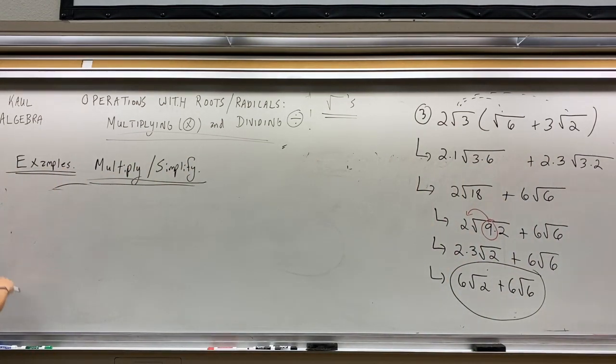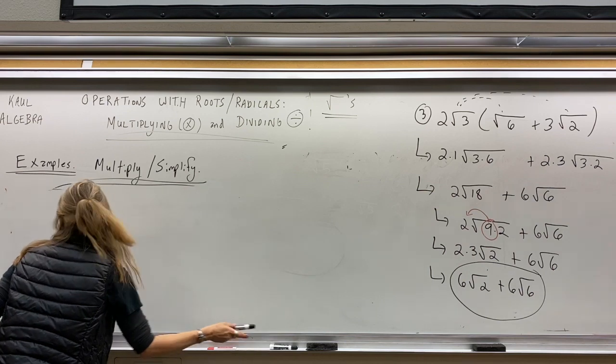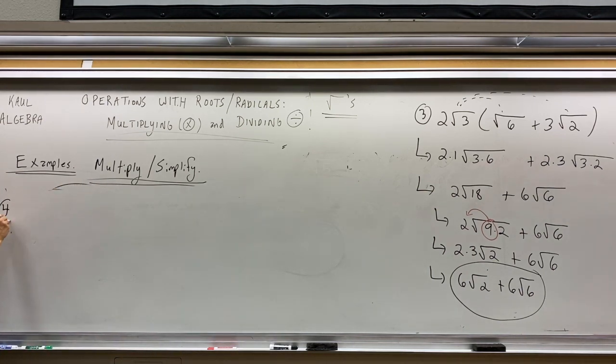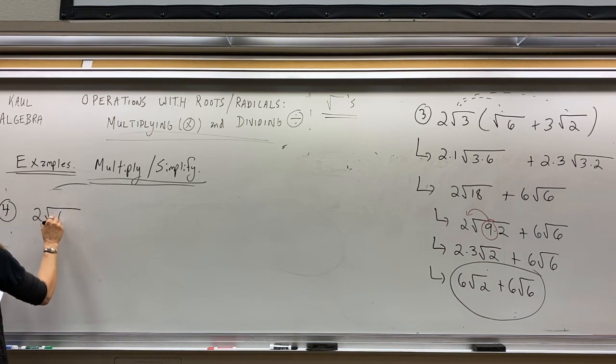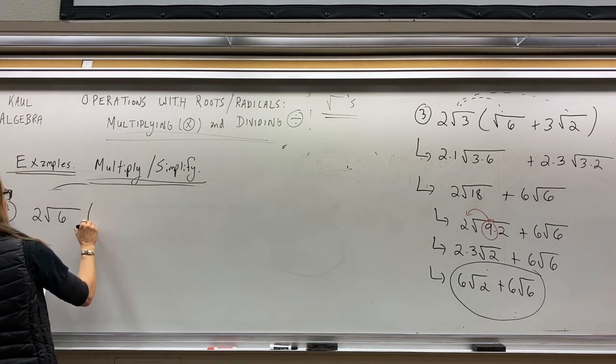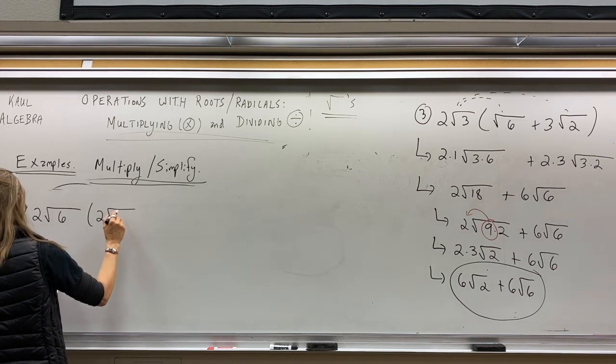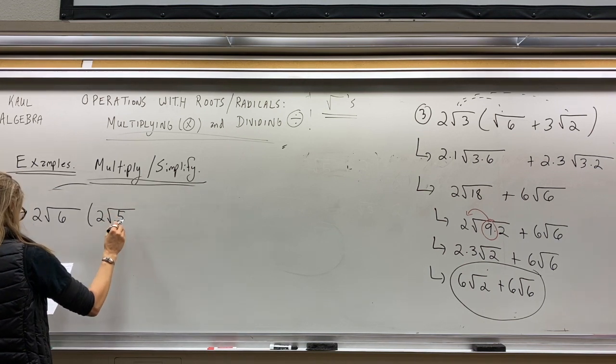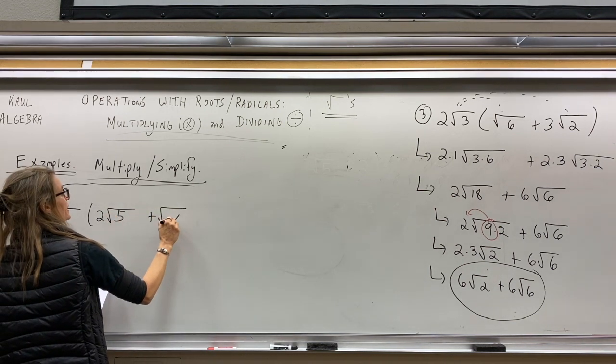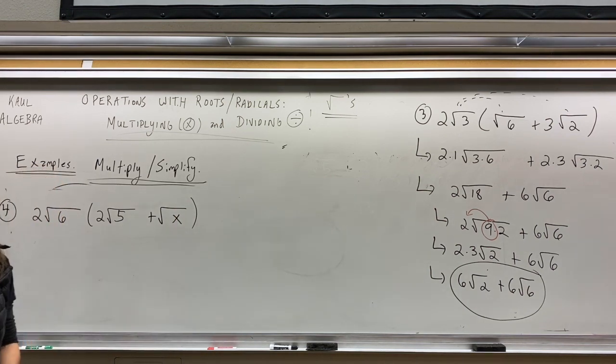Here is another good example. Let's do 2 square root of 6 times 2 square root of 5 plus square root of x, plus the square root of x. Okay, same idea. Let's go ahead and multiply these.